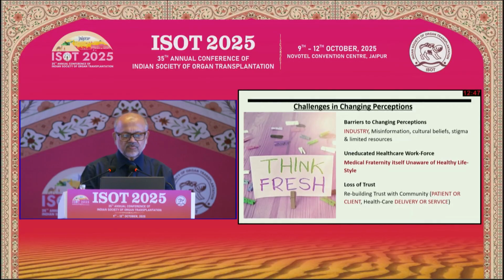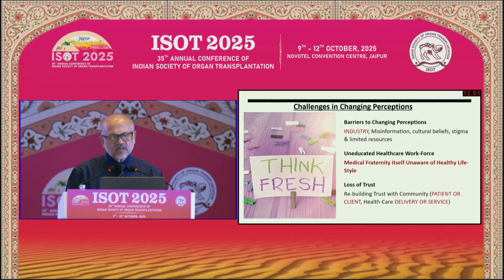So we have to think fresh, but we have a lot of challenges in changing these perceptions. What are the barriers to changing perceptions? I've mentioned in capitals and red: industry. I'll mention that in detail. Industry is one of the reasons why perceptions are not changed. Then misinformation, which is available across the globe. What is healthy in terms of eating, what is not healthy, what is harmful, we are not even aware. Even today, when I sit in my OPD, educated people think that cornflakes are healthy. Hypertensives think cornflakes are healthy. They are not aware of the amount of salt in it or the effects of processed corn.